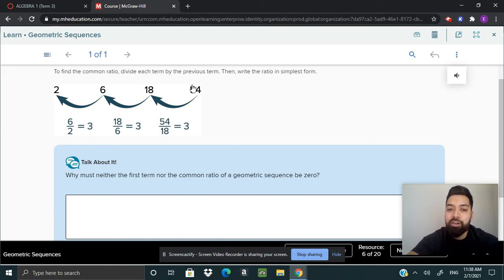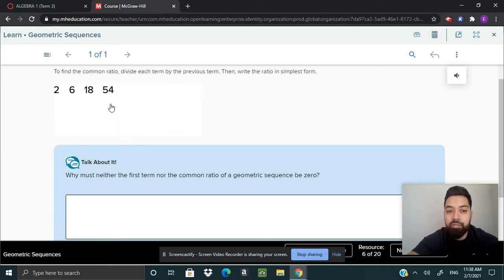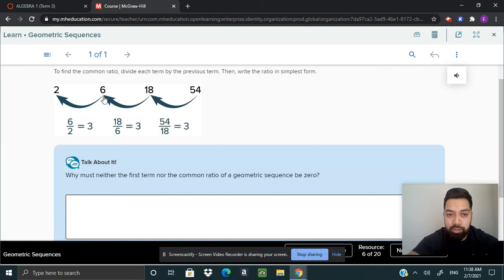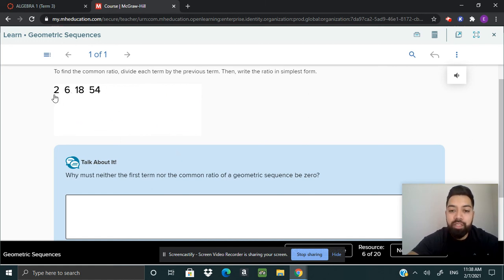The common ratio here is 3, and you get that by dividing the term by the previous term, like we showed earlier. Now, if the common ratio was 0, that wouldn't work out because 2 times 0 is not 6, and 6 times 0 is not 18. So it's very important to understand that the first term and the common ratio cannot be 0. And that answers this question down below.